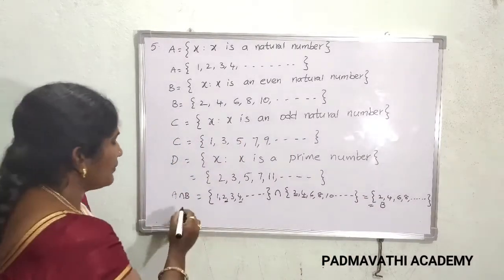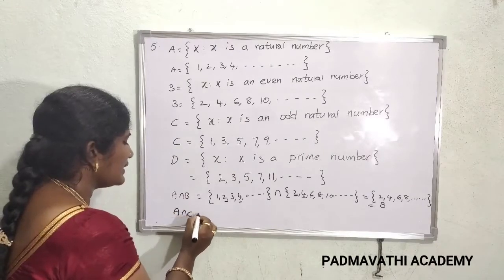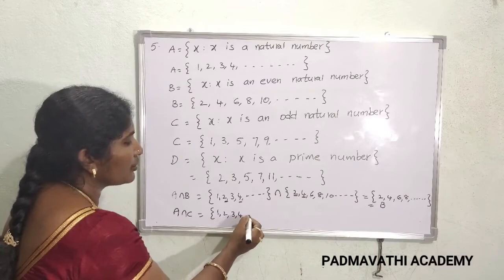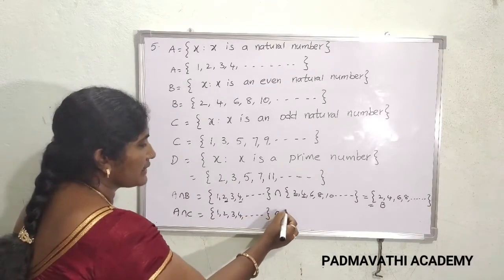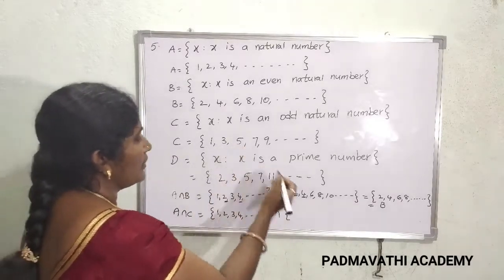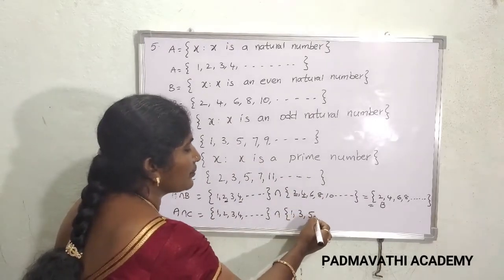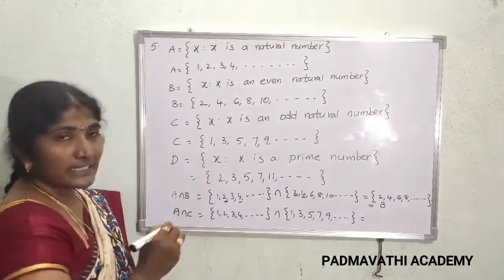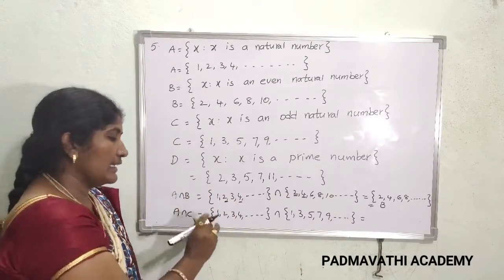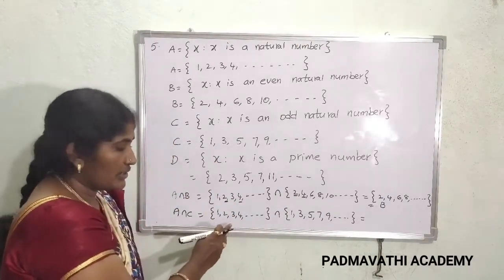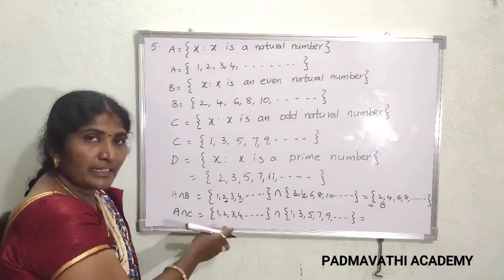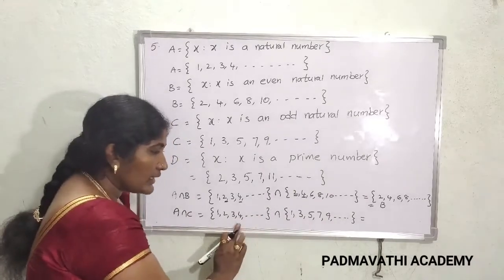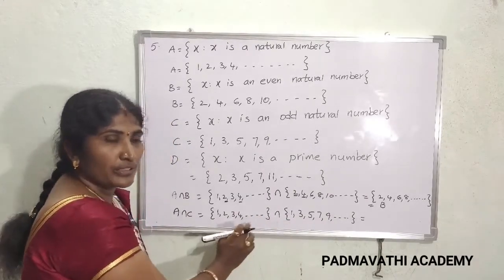One more example. A intersection C. What is A? 1, 2, 3, 4, and so on. What is C? 1, 3, 5, 7, 9, and so on. Now, what are the common elements in these two sets? Clearly, these all are natural numbers. Natural numbers include even numbers and odd numbers also. Here there are only odd numbers. Then what are the common elements in both?